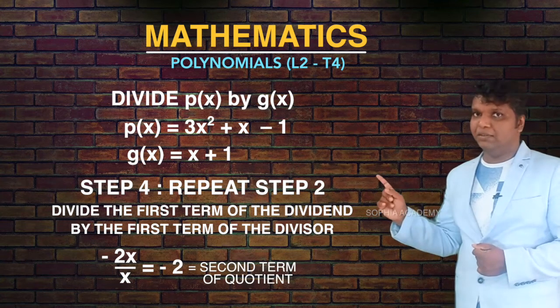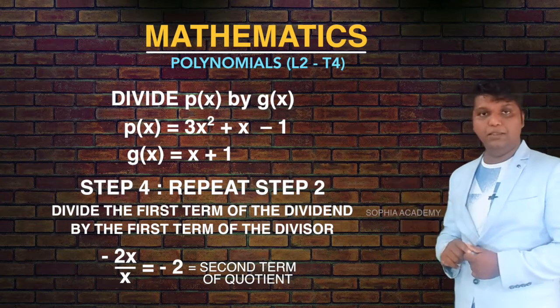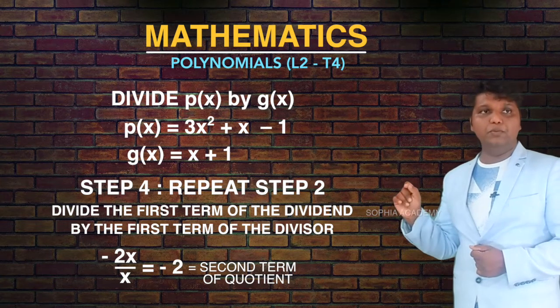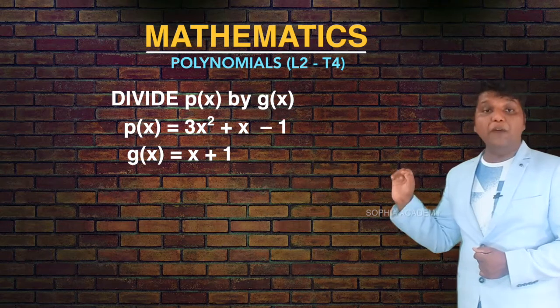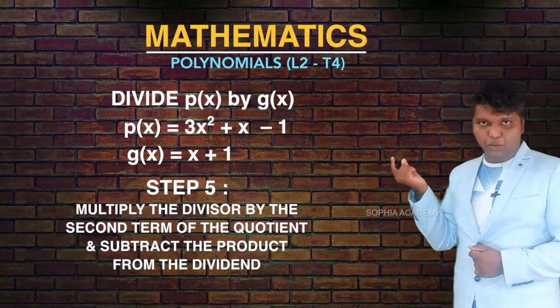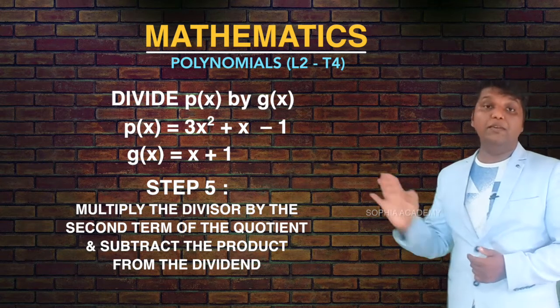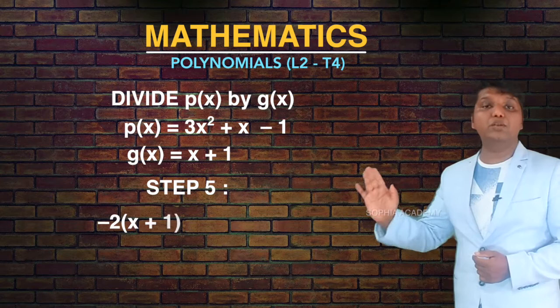First term already you received it. Now the second term of the quotient. Now minus 2 on the place of quotient. Clear? Now you got minus 2. After this one, what you have to do? You have to multiply this quotient, means what you receive right now, the second term of the quotient, by the divisor. The divisor is x plus 1. So minus 2 into x plus 1.